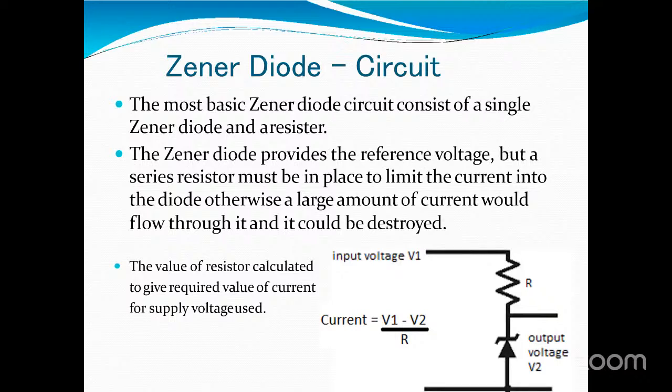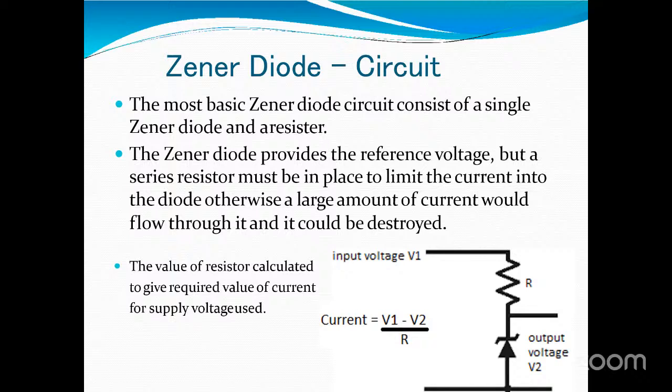Zener diode circuit. The most basic Zener diode circuit consists of a single Zener diode and a resistor. This may provide a reference voltage, but a series resistor must be in place to limit the current into the diode. Otherwise a large amount of current may flow through the Zener diode and it could be destroyed.